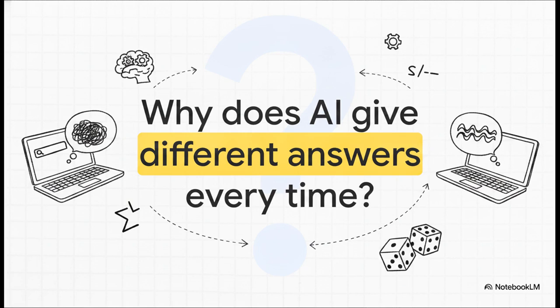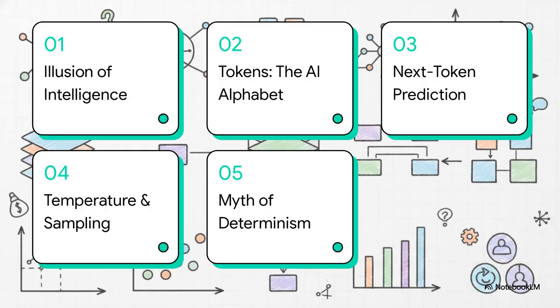So let's jump straight into this incredibly relatable mystery. You sit down, you type a prompt into your go-to AI, and you get a great answer. But then you open a fresh chat, drop in the exact same prompt, and suddenly the wording is completely different. If computers are supposed to be these purely logical, math-driven machines, why the constant variation? To answer that, we're going to track the life of a prompt through 5 distinct stages. We'll hit the illusion of intelligence, tokens, the next token prediction engine, temperature and sampling dials, and wrap up with the myth of perfect determinism.